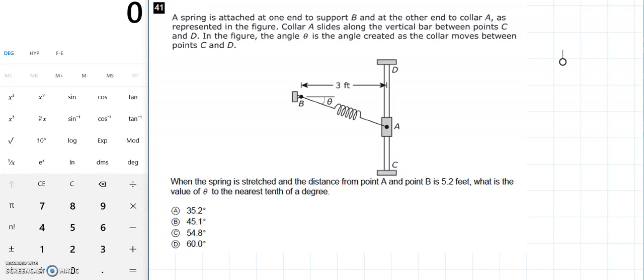All right, welcome back to the last two problems from your spring break packet. So here we have number 41. Take a read through and come back.